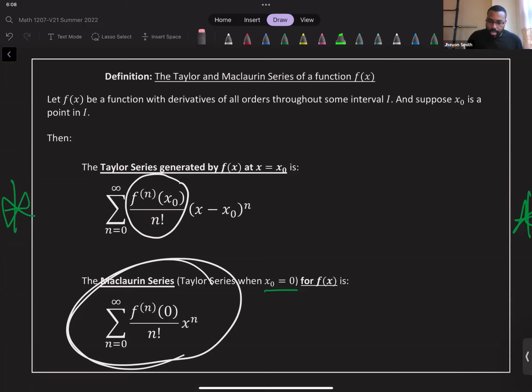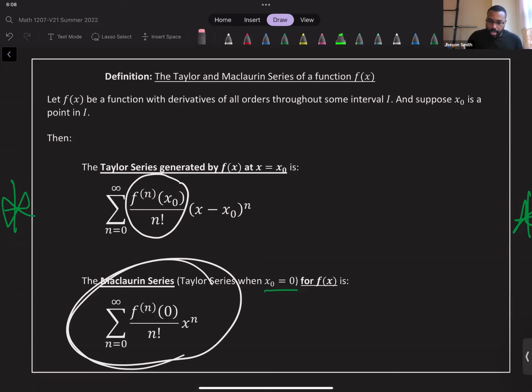So remember what Taylor's theorem says. We want the series of the nth derivative of f evaluated at 0, divided by n factorial, times x to the n, right? Now, x to the n is always going to be the same. N factorial is always going to be the same. The only thing we need to figure out is this part.